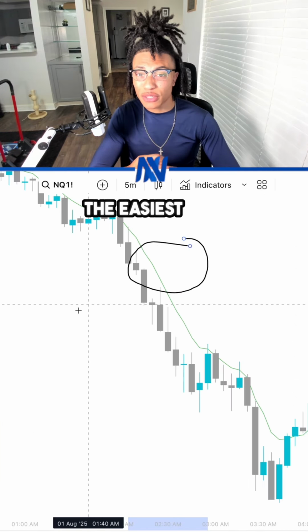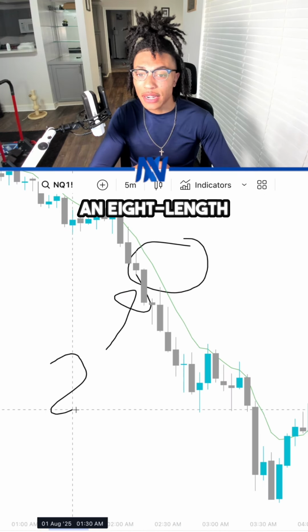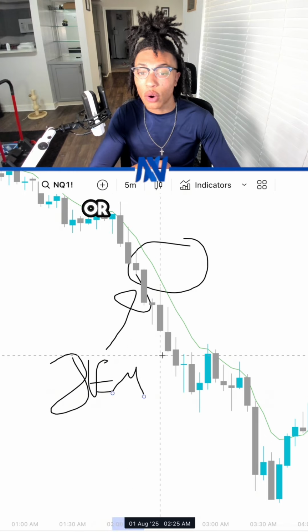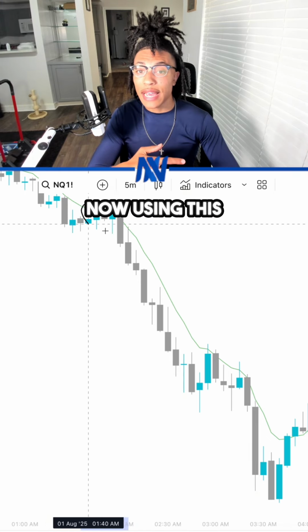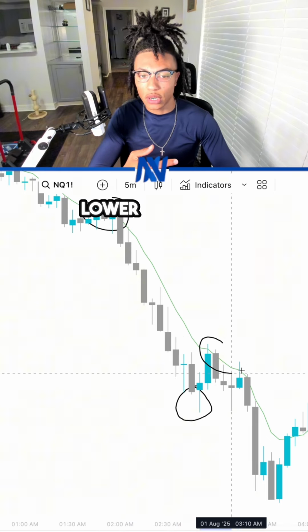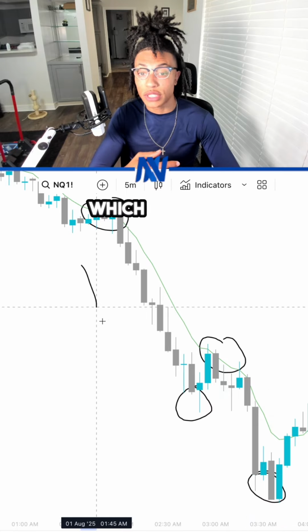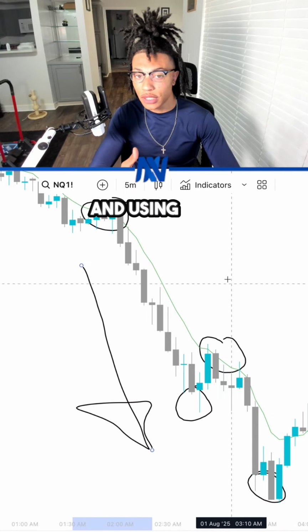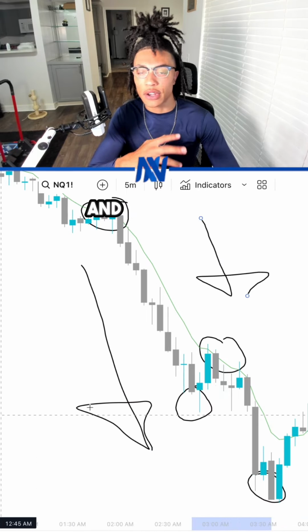By far, the easiest way to identify a trend is to use an 8-length exponential moving average, or an 8 EMA for short. Now, using this 8 EMA, we can see that lower highs and lower lows are being formed under this 8 EMA, which signals that strong bearish trend. And using this, we're going to only get into a bearish trend and no bullish entries.